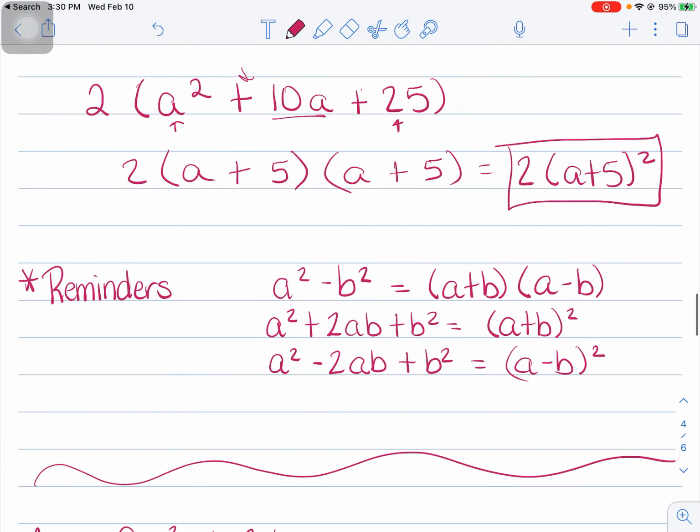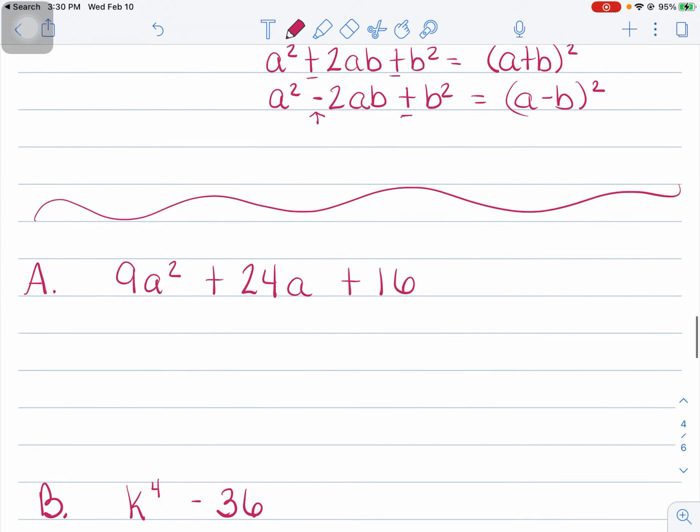Now here are a couple reminders to help you with your signs. When you have a difference of squares, you're going to have one positive and one negative. You'll split up those squares. When you have two positives and you have a middle term, you're basically going to have two positives. When you have a negative and a positive, you're going to have two negatives. So that's a quick little reminder to help you when you're doing these special cases with perfect squares.